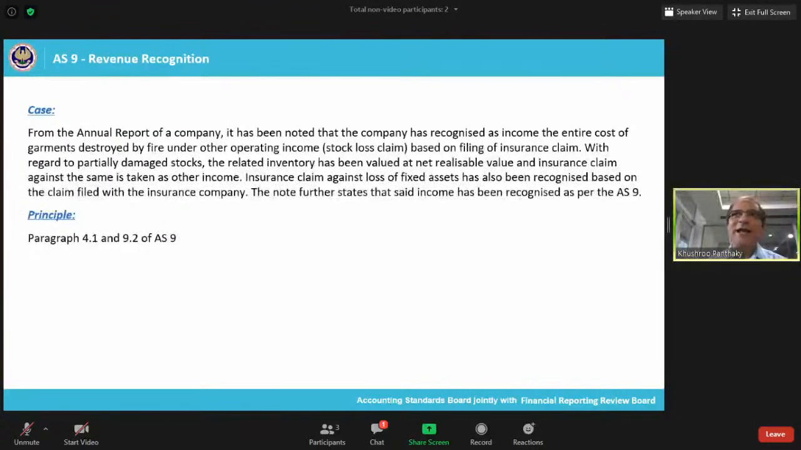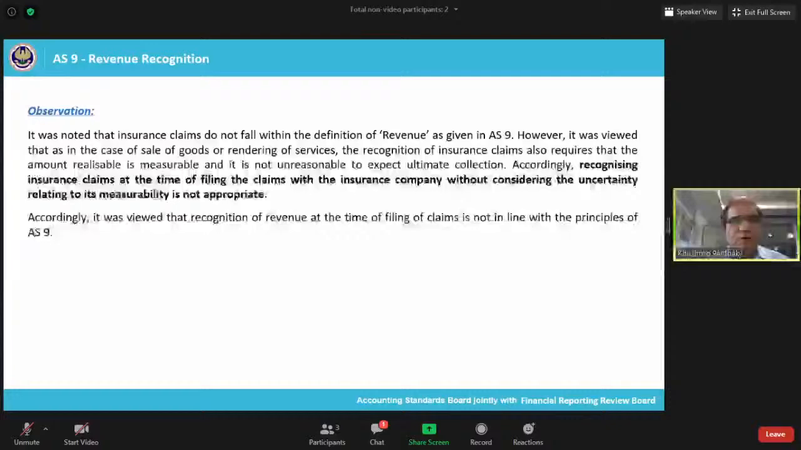You need not actually account for that claim upon being filed. It needs to be determined when the income can be accounted for, as and when that particular claim is being approved. And therefore, it was an incorrect accounting in the financial statements.